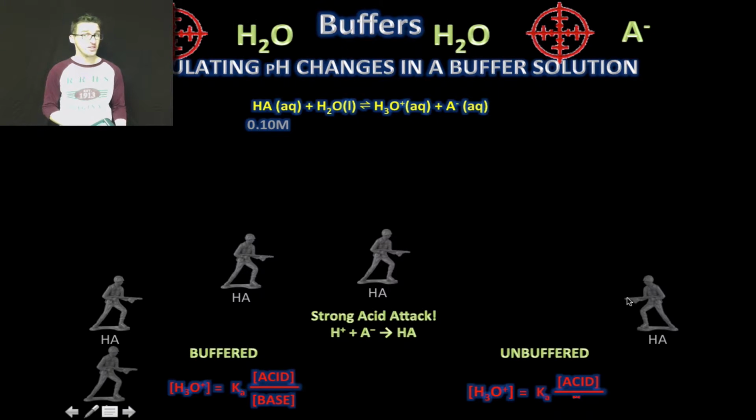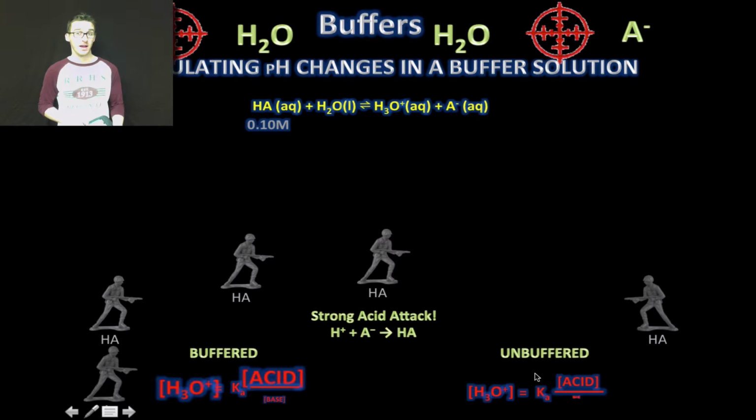Like if we just had the weak acid and no conjugate base, let's think about how the pH would be affected. So in the buffered solution, we've got some conjugate base there that will sacrifice its life in the name of pH. It'll get used up. Sure, it'll form some more weak acid, and therefore the hydronium ion concentration will increase. And so there is a slight change in pH.